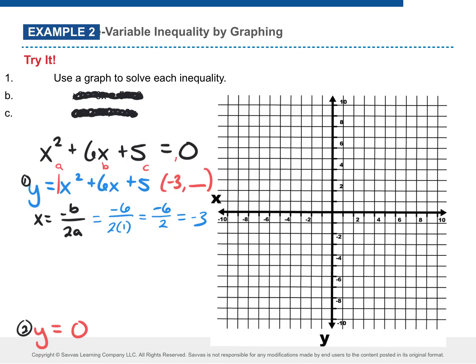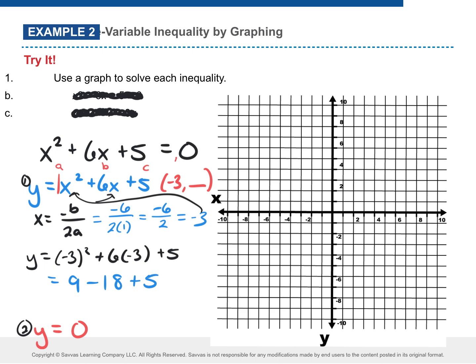For the vertex, what am I missing? I have the x value. I'm missing the y. How do we find what the y value is? Yep, plug negative 3 into all the x's. So this turns into negative 3 squared plus 6 times negative 3 plus 5. If we evaluate that, we get 9 minus 18 plus 5, which is negative 4. So for our starting point, we get negative 3, negative 4.